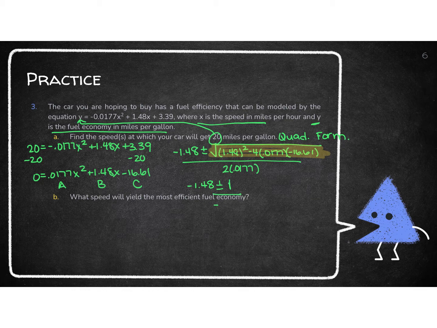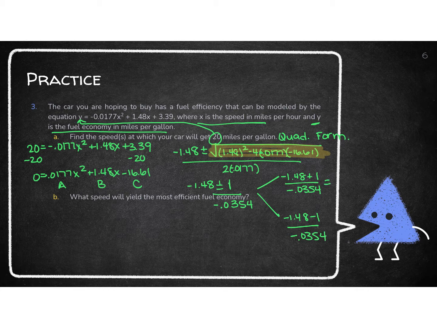negative, oh, I forgot that negative. You all see that negative there? Because I forgot that negative and that negative. I should get negative 0.0354. So I'm going to split that into the positive and the negative. So negative 1.48 plus 1 divided by this, and then negative 1.48 minus 1 divided by this.